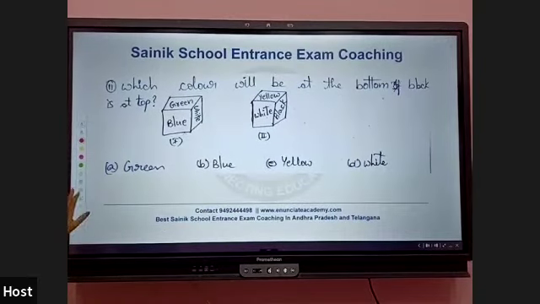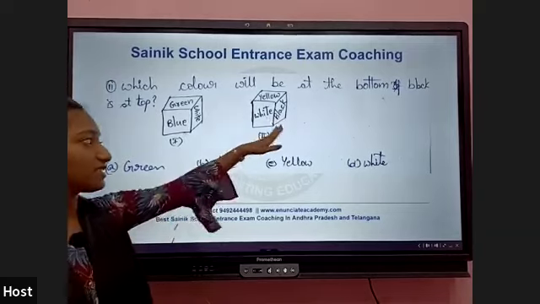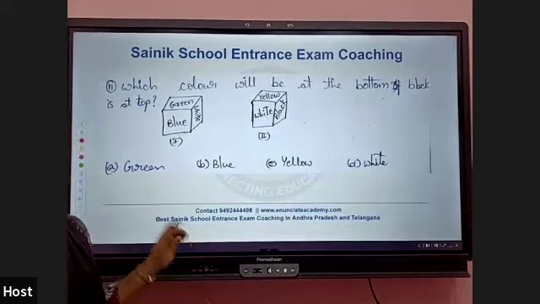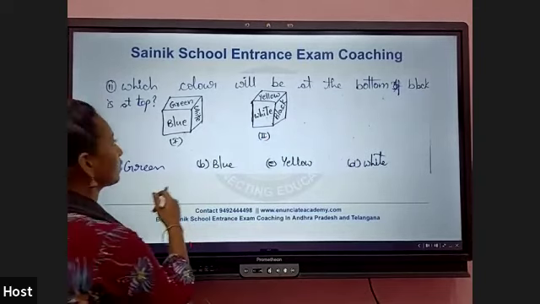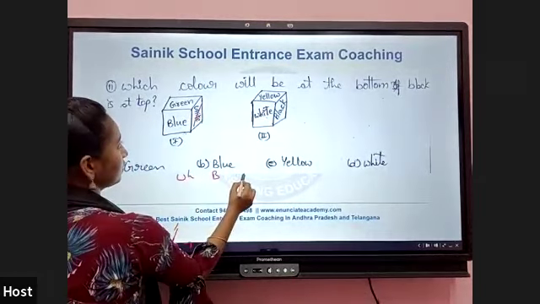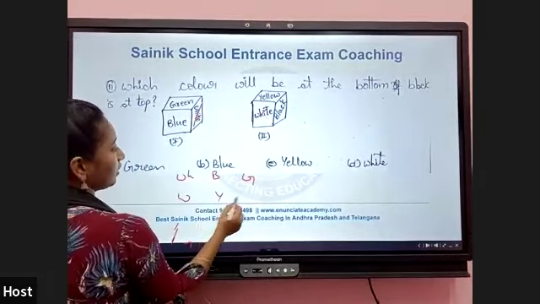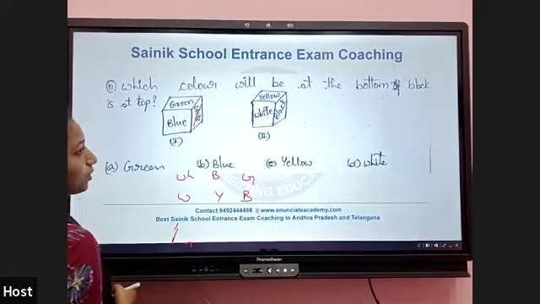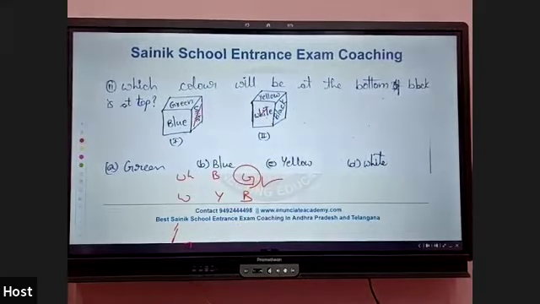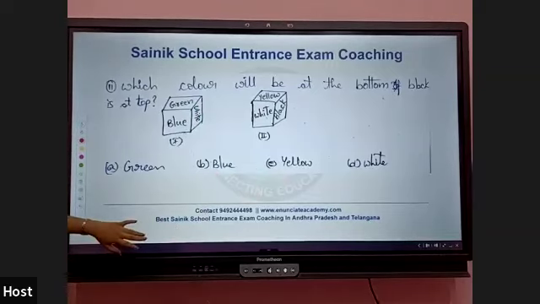They can give a question like this: which color will be at the bottom? Black is at the top. If black is at the top, which color will be at the bottom, meaning which is opposite to black. Here the common is white and white. So white, blue, green. White, yellow, black. So which is opposite to black? Green. So like this we can find the answers.